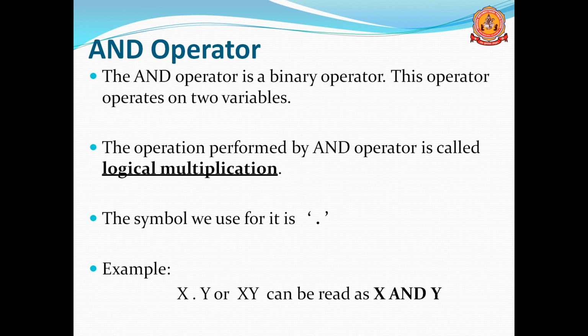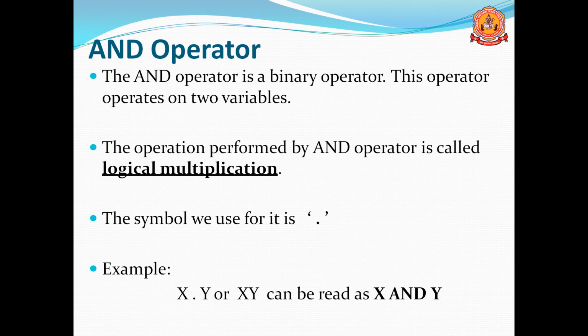The next one is the AND operator. The AND operator is a binary operator. This operator operates on two variables. The operation performed by the AND operator is called logical multiplication. Here, we are performing logical multiplication based on the AND operator.